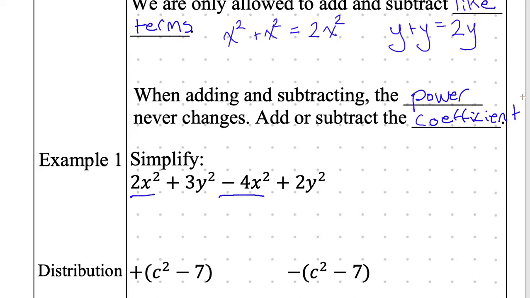And what are the other 2? Everyone follow along. Notice that Mr. Sindel is underlining and circling this operation in front of 3y squared, along with the operation in front of 4x squared. The operation is part of the thing you need to circle. That will remind you that this is a negative 4x squared, a positive 3y squared, a positive 2y squared.